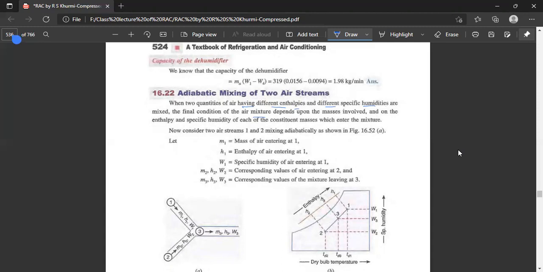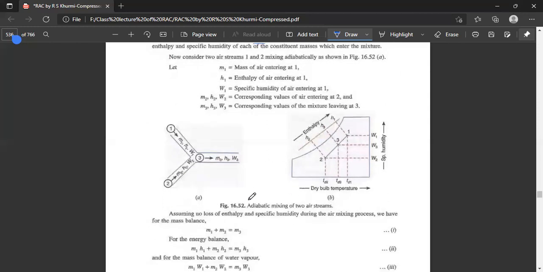Now consider two airstreams 1 and 2 mixed adiabatically as in figure A. These have mass, enthalpy and specific humidity M1, H1, W1 and M2, H2, W2, and the mixture becomes M3, H3, W3. M1 is the mass of air entering at 1, H1 is the enthalpy of the air entering at 1, and W1 is its specific humidity. Similarly for M2, H2, W2 and M3, H3, W3. Assuming no loss of enthalpy and specific humidity during the air mixing process, we have for the mass balance M1 plus M2 is equal to M3.